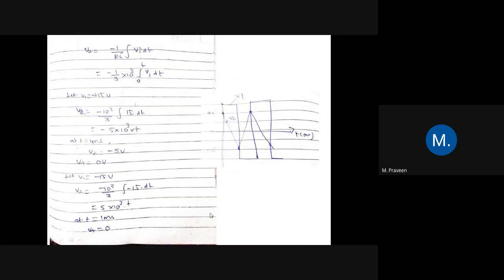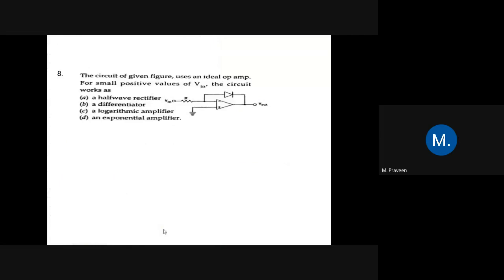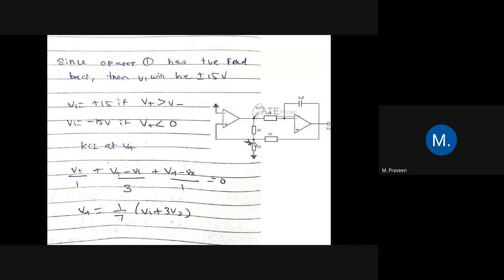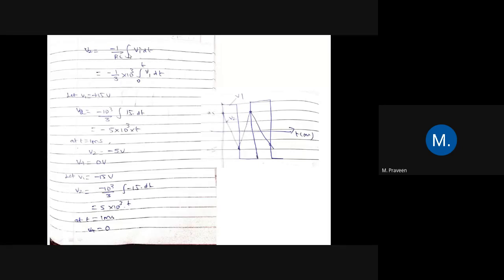Now we got the V plus equation, and now we have to write the output V2. V2 is nothing but the output of the integrator, so V2 is minus 1 by RC integration of VA of t. Here VA of t is nothing but V1. Therefore V2 is minus 1 by RC integration of V1 dt. The RC value is given, therefore V2 is minus 1 by 3 into 10 power 3, integration from 0 to t of V1 dt.